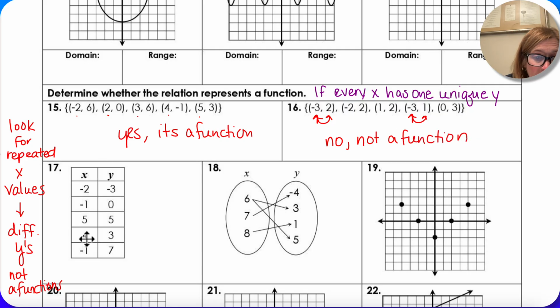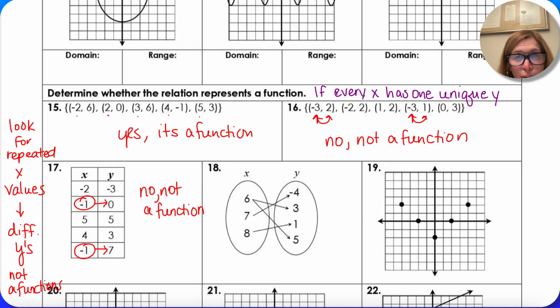All right, let's look at 17. I have a repeated x here and here. So I look to see if those y's are different. The y's are different, so it has a repeated x with a different y, so no, not a function. All right, this one's a little harder. Mapping makes it a little bit harder. So I look at this 6, okay? If I were to write that as an ordered pair, that would be 6, 3 and 6, 5. So it's a repeated x with different y's, so not a function.